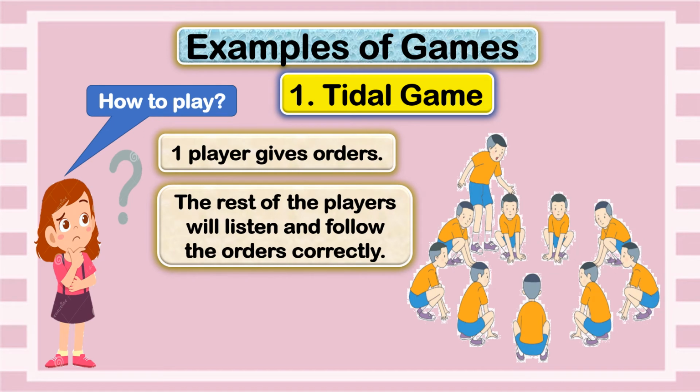Now, how to play this Tidal game? The first is one player gives orders, or he will tell water goes up or water goes down. The rest, these are the players that are sitting down, will listen and follow the orders correctly. So they will listen very carefully to the one that is standing or giving orders.